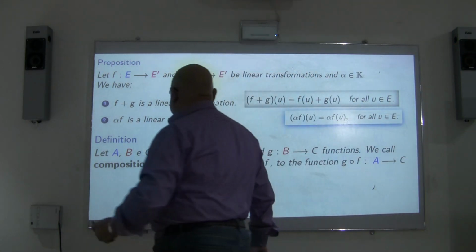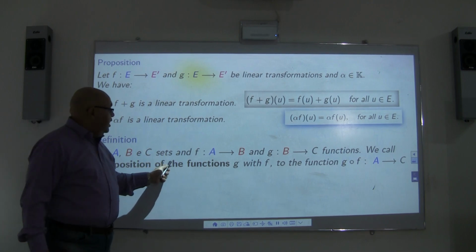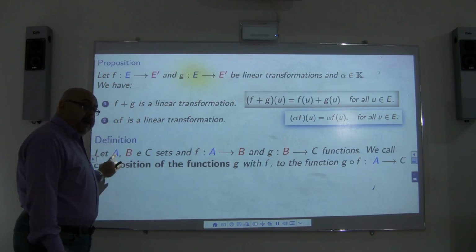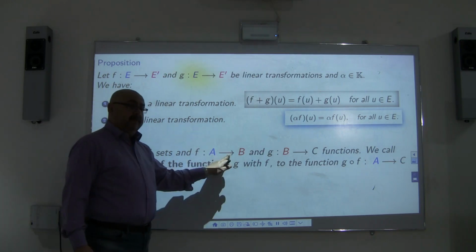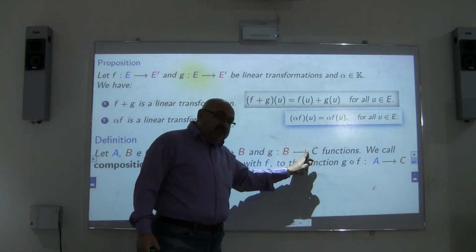This is what's written here. Let A, B, and C be subvector spaces or vector spaces. And F is such that it will take input from A and map it into B. G will take the output here and map it into C.